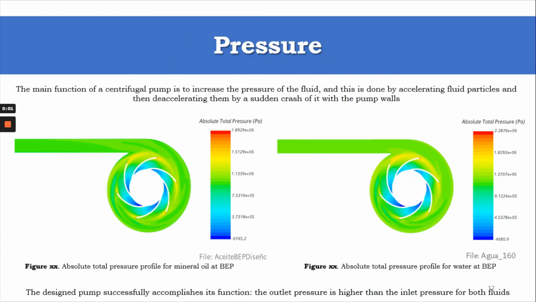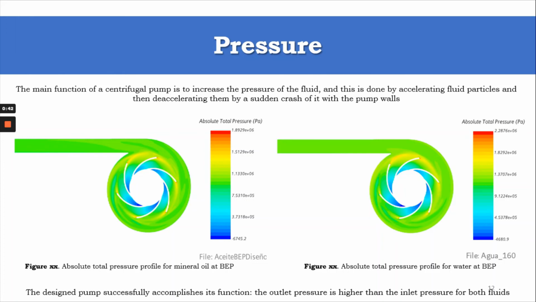We are going to talk about the pressure. The main function of a centrifugal pump is to increase the pressure of the fluid, and this is done by accelerating fluid particles and then decelerating them by crashing the fluid particles with the pump walls. So, the efficiency of the pressure increase depends on the efficiency of the impeller velocity, and energy losses can be attributed to the friction force in the system. Here, we can see the absolute pressure profiles for both water and mineral oil. It can be noticed that the outlet pressure is higher than the inlet pressure for both liquids, so the designed pump successfully accomplished its function.